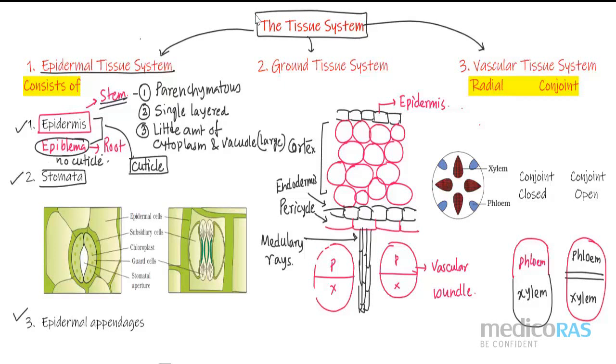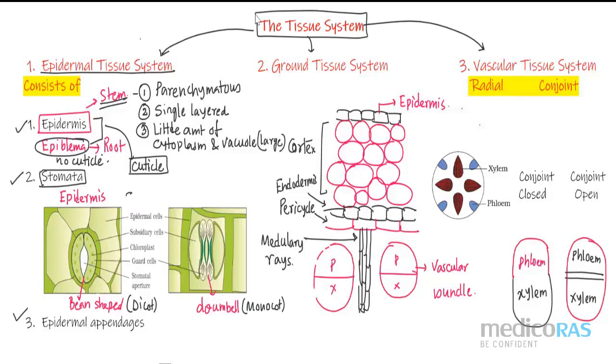Now come to the stomata. This is the characteristic feature of epidermis. That means it is not present in epiblema. As you can see here, it may be a bean-shaped structure or a dumbbell-shaped structure. If it is a bean-shaped structure, then this is the characteristic feature of dicots, and if it is dumbbell-shaped, this is the characteristic feature of monocots.